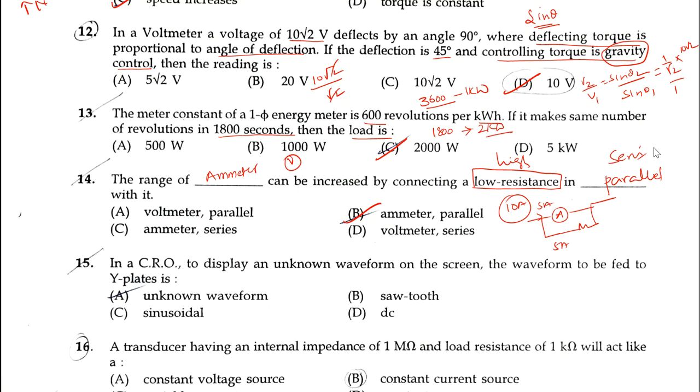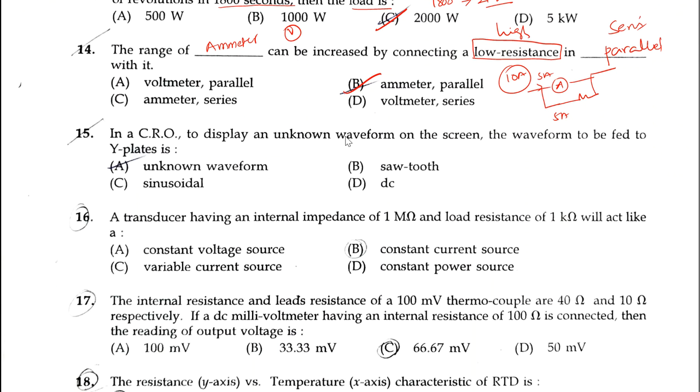Next one. On a CRO, to display an unknown waveform on the screen, the waveform to be fed to Y plates. So simply, as you've seen in your laboratory while doing your experiments in your diploma lab, you have seen the CRO, where you have a blue, yellow or green color screen here, different types of knobs, and a CRO probe will be there. You have seen different kinds of waveforms in your CRO, right? The X axis will be the time scale, and the Y axis will be the quantity under measurement. So the waveform fed to Y plates will be whatever unknown waveform you want to measure. So the answer will be unknown waveform here.